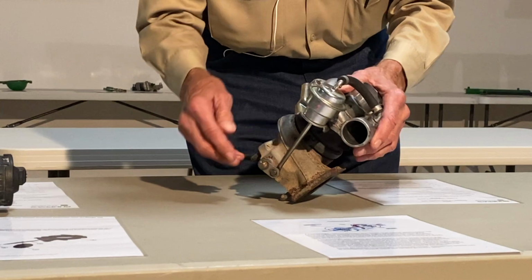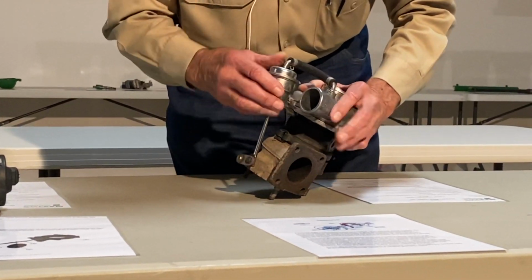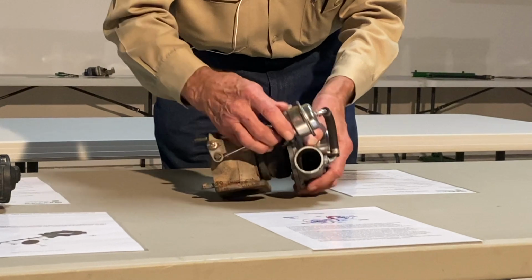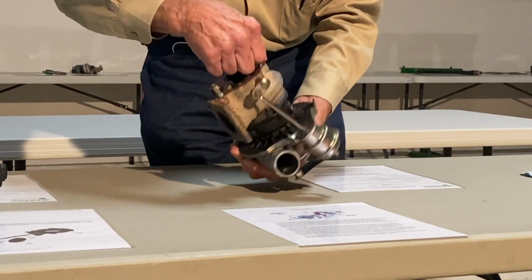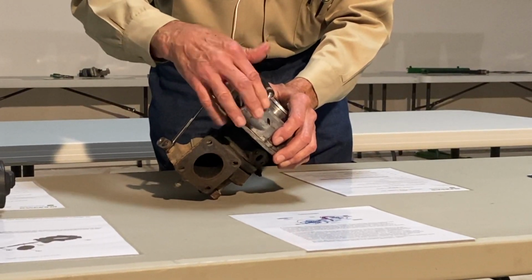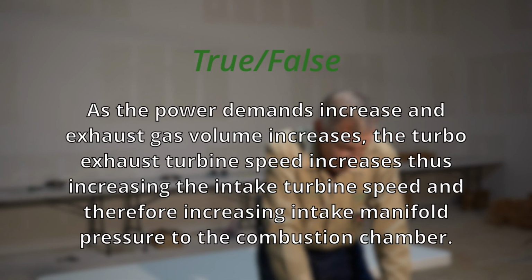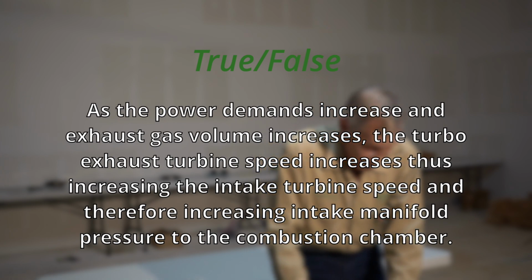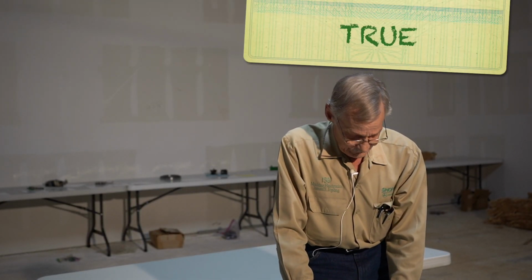Now this particular one has what is described as a wastegate. So we can actually dump some of the exhaust gases or restrict the exhaust gases to where it'll slow this intake turbine down. But anyway, first question. As power demands increase and exhaust gas volume increases, the turbo exhaust turbine speed increases, thus increasing intake turbine speed, therefore increasing intake manifold pressure within the combustion chamber. There again, that's true if you study how a turbo actually functions.